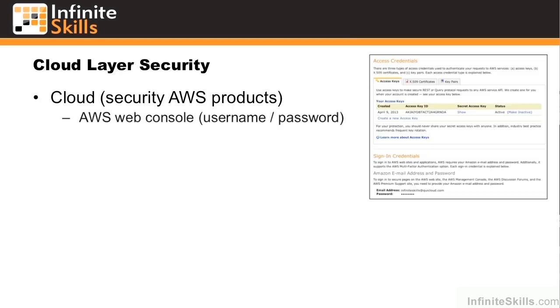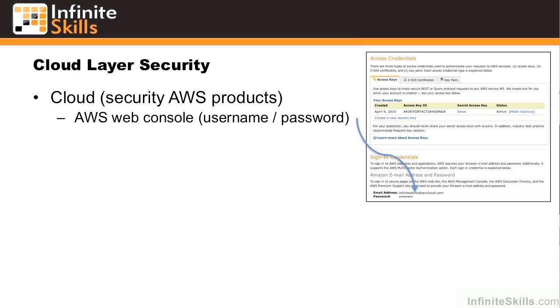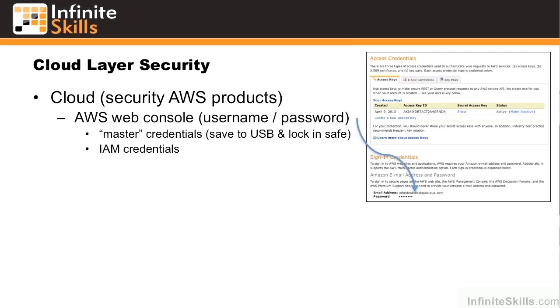This is security to AWS products. You have the access to the AWS Web Console, where you can control a limited number of the products. Access to this web console is controlled with the username and password, which you see here. Remember, we can have master accounts or IAM credentials. The master accounts are literally the keys to the kingdom. This is the account that you created when you first signed up with AWS. It has access to everything.